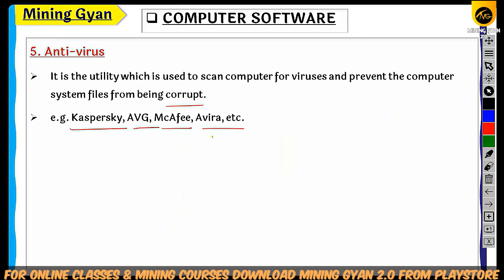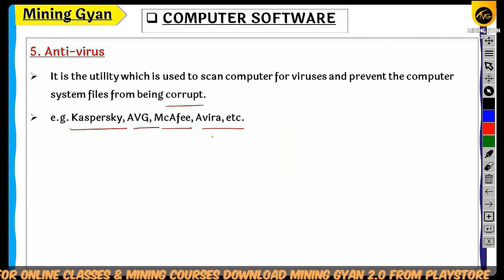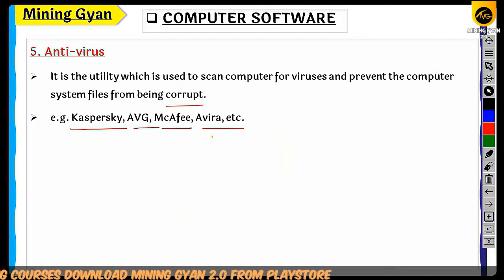We will discuss programming languages in the next class. So that's it for today. In the next class we are going to discuss the programming languages because the programming language is a lengthy topic. So in the next class we will complete this unit number 4. Okay, so that's it for today.